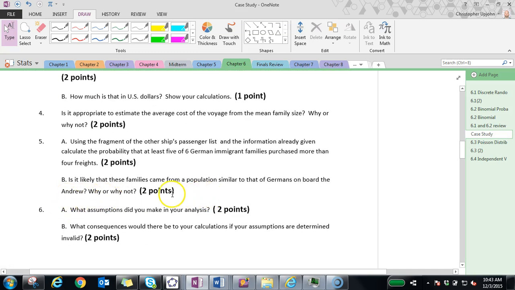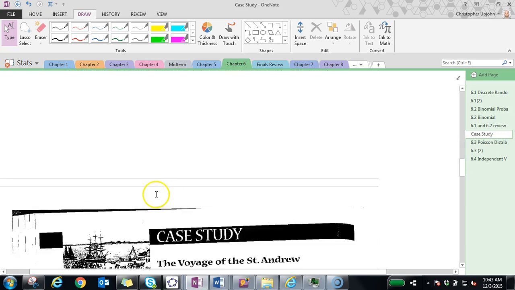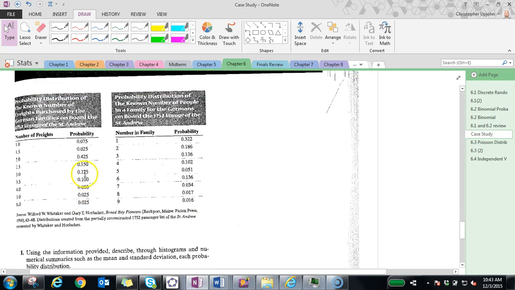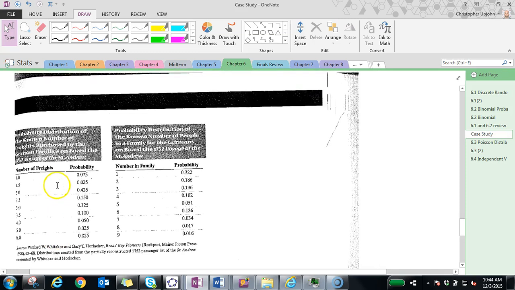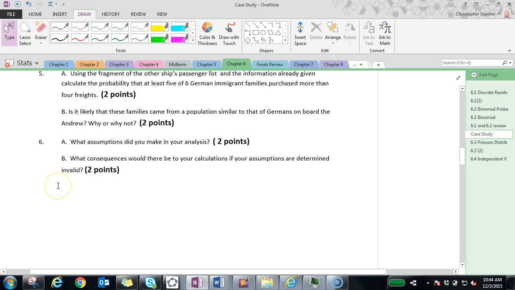Is it likely these families came from a population similar to that of Germans on board? Well, if they have a similar probability of getting the same number of freights, then yes. If not, then probably not. So the probability tells you your answer there. Again, look at the numbers. Let the numbers do the talking for you.